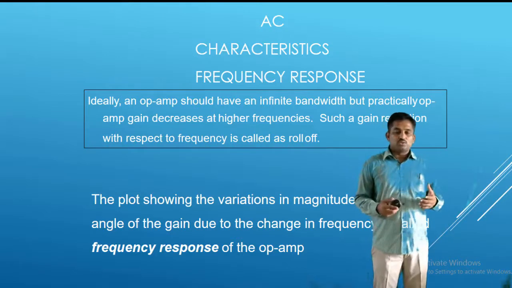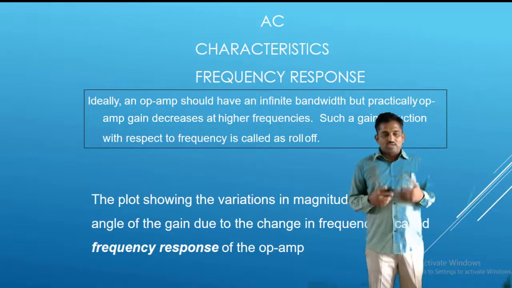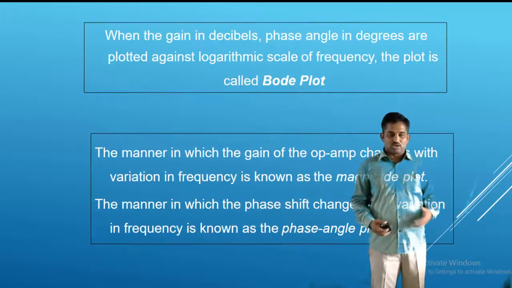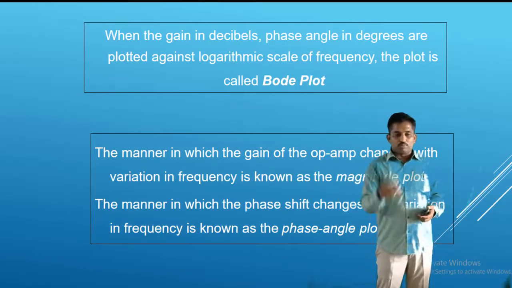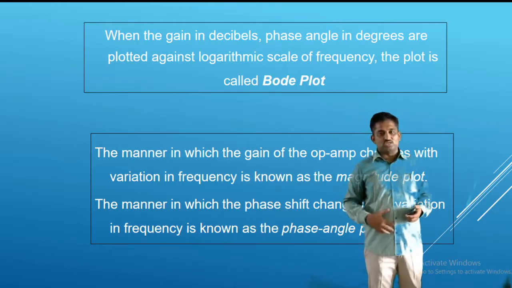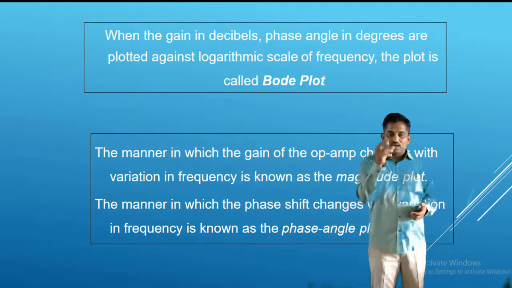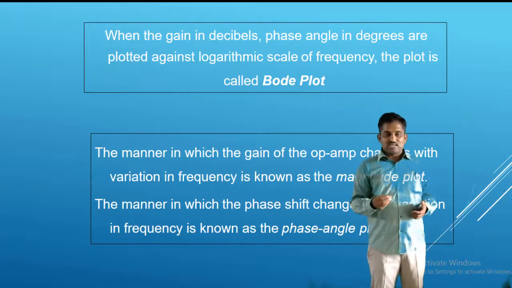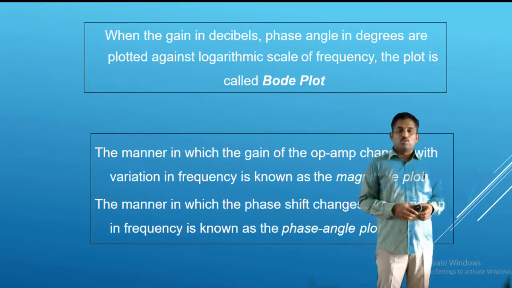The plot that shows the variations in magnitude and phase angle of the gain due to the changes in frequency is called the frequency response of an op-amp. Just now I told you that the Bode plot consists of two things: the magnitude plot and the phase angle plot. When the gain in decibels and the phase angle in degrees are plotted against the logarithmic scale of frequency, we call that plot a Bode plot.